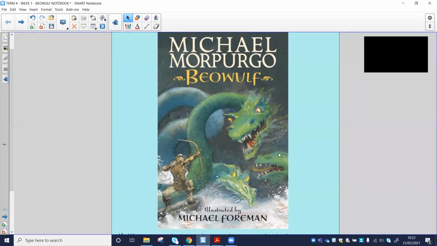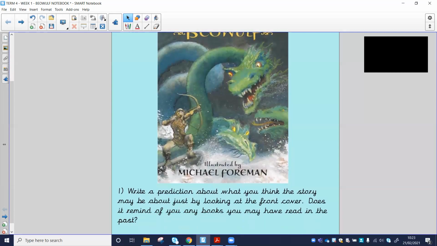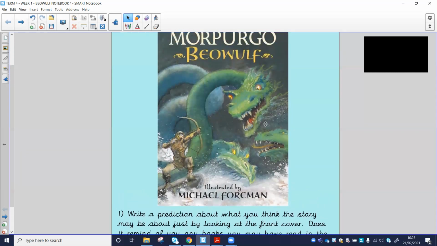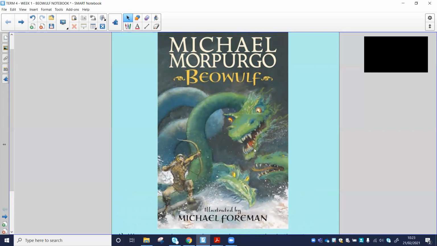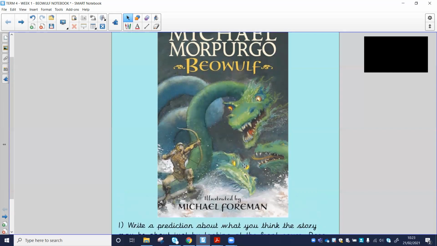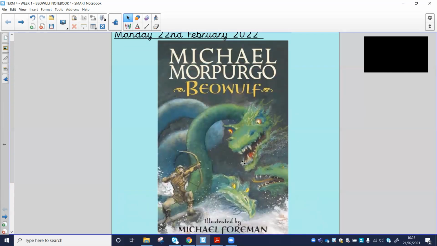So you might want to pause at this point and go and write a small paragraph, maybe 3 sentences, something like that. A prediction about what you think the story might be about just based on this front cover. And like some of the things I just mentioned about the darkness, the water, the person, this supposed monster, you might want to jot a few extra ideas down before you write your paragraph. So that's job number 1. You might want to pause now and do that first.